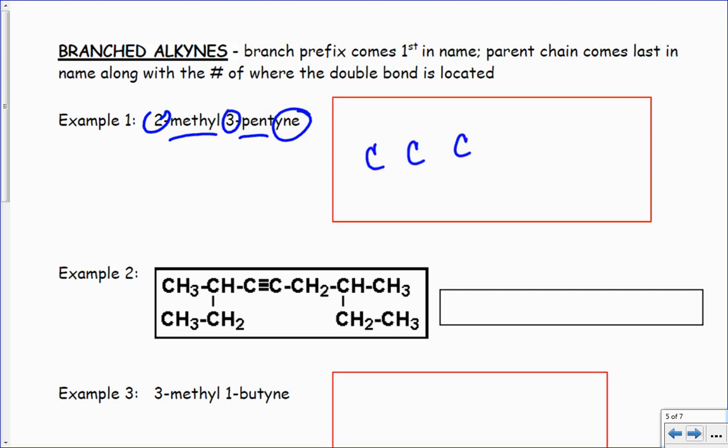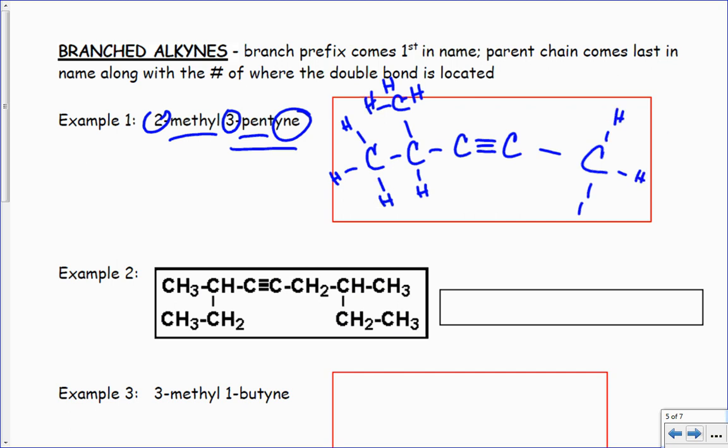1, 2, 3, 4, 5 carbons. On the 3rd carbon, I have an ine, 2, 3. On the 2nd carbon, I have a methyl, which is a CH3. Fill in the rest of my bonds so that all my carbons have 4. 1, 2, 3, 4. Has 4, has 4. 1, 2, 3, 4. 2-methylpentyne.